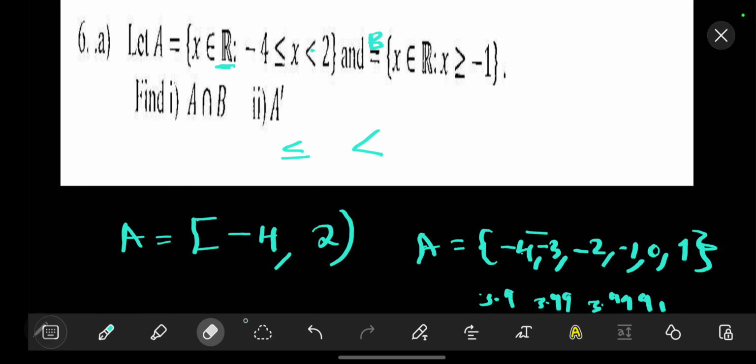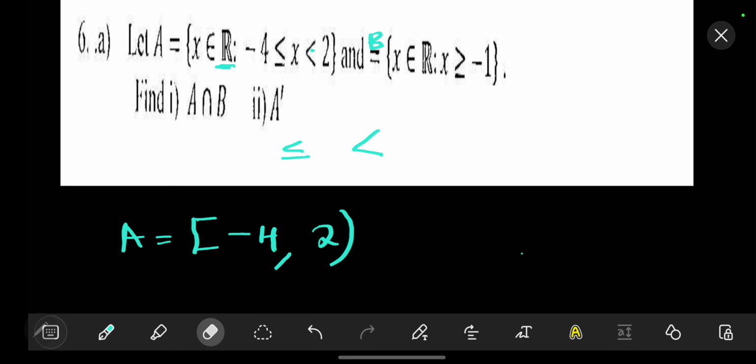So it is different, just an emphasis on that. So therefore we are going to have our A is that. Then let's look at our B. So our B is all the members of X beginning from -1 going up. That's the meaning. If X is greater than or equal to -1, so we can say that B should be equal to, we have a square bracket to show that -1 should be included. Then we have a comma, our positive infinity, like that.